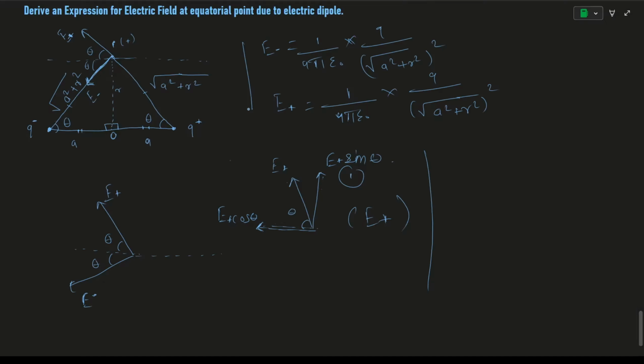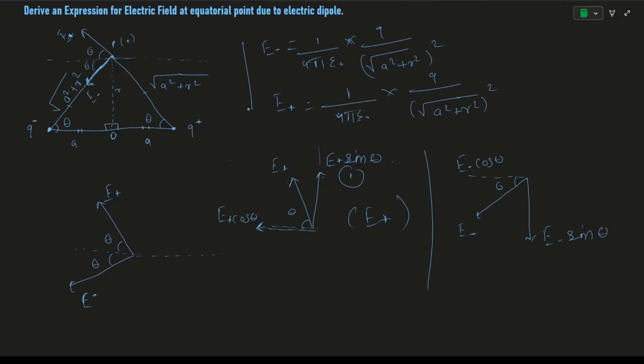Now we will resolve this vector. This is making angle theta. This is what E minus we have. So this will become E minus cos theta, and this component will become E minus sin theta.